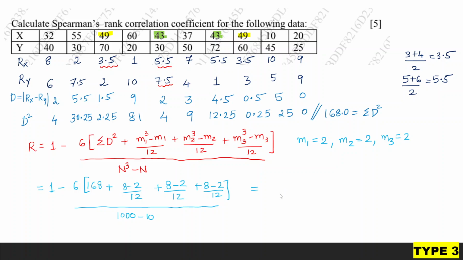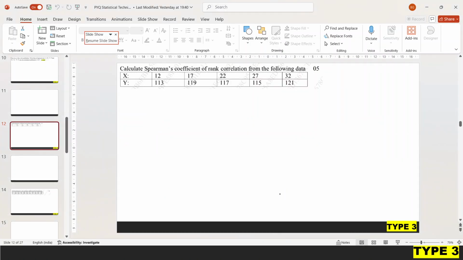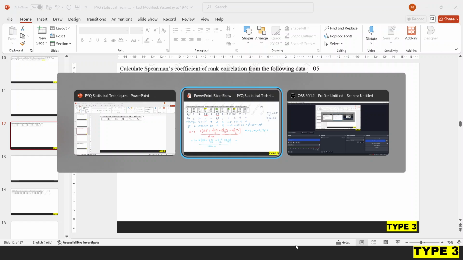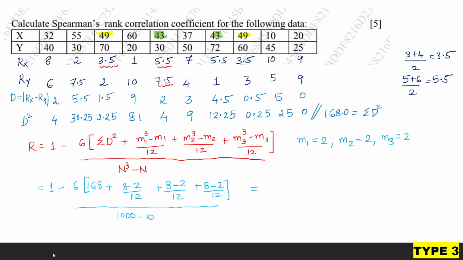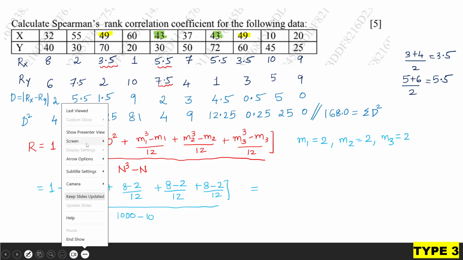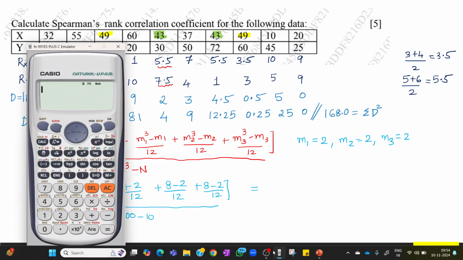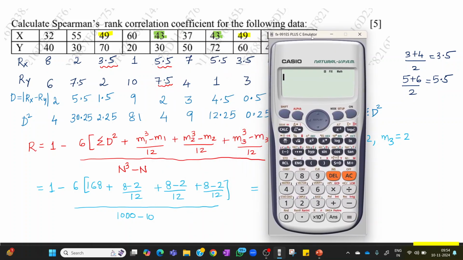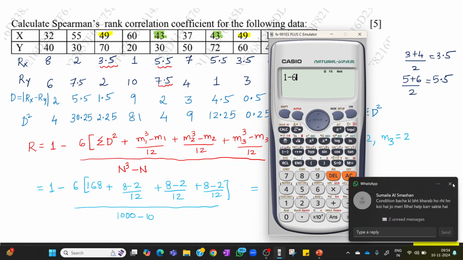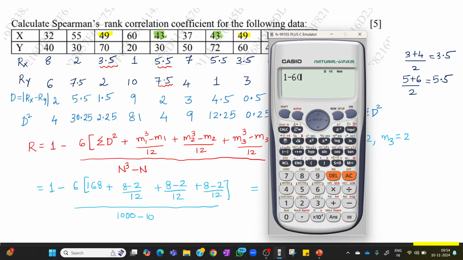Let's use a calculator because this is not an easy calculation. So we will be using the calculator here. This is a scientific calculator. Let's substitute the values here. 1 minus 6 times 168 plus 8 minus 2 is 6.